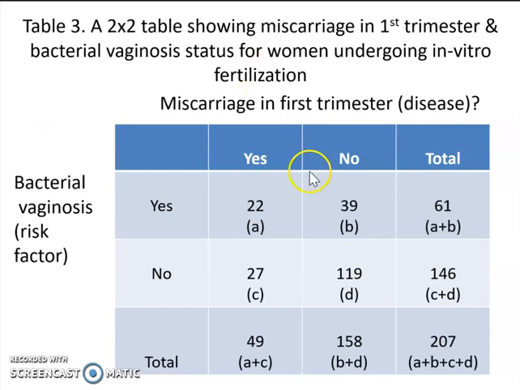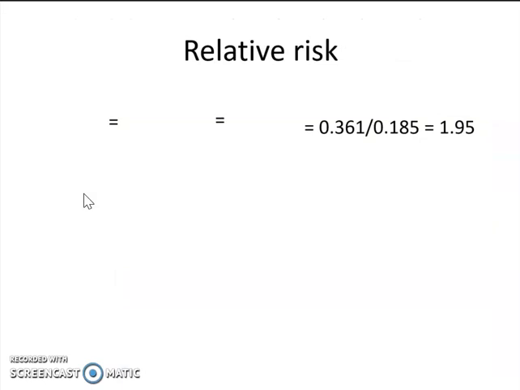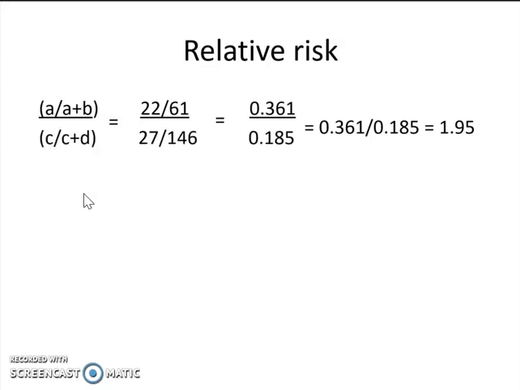So we have the miscarriage in first trimester and the bacterial vaginosis as the risk factor. So our relative risk is A over A plus B, that is 22 over 61, which equals 0.361, over C plus D, which is 27 over 146, and that equals 0.185. So 0.361 divided by 0.185 equals 1.95.